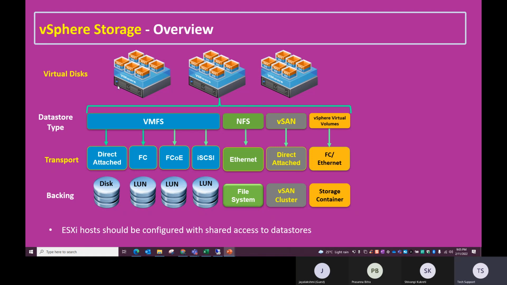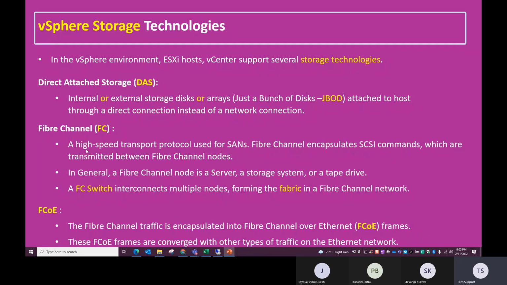Now the second point, Fiber Channel. Fiber Channel is a high-speed transport protocol used for storage area networks. Fiber Channel encapsulates SCSI commands, which are transmitted between Fiber Channel nodes. SCSI means Small Computer System Interface. In general, a Fiber Channel node is a server, a storage system, or a tape drive. Anything can be configured as Fiber Channel storage.